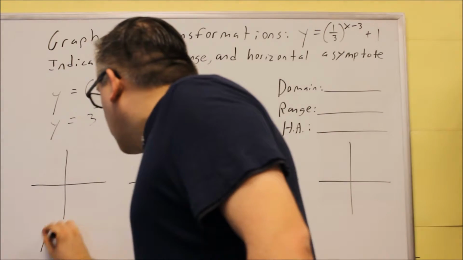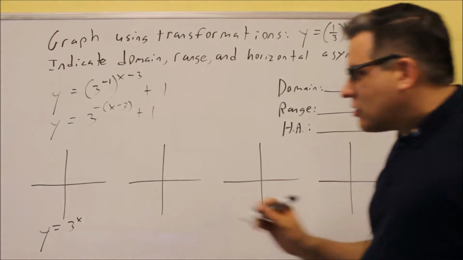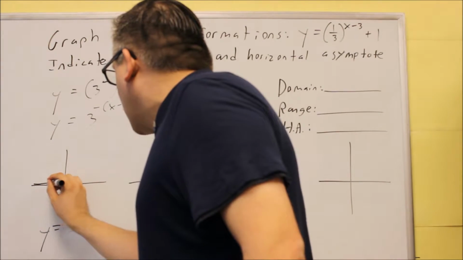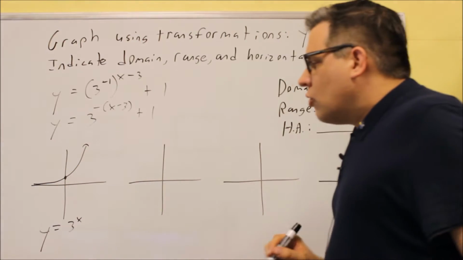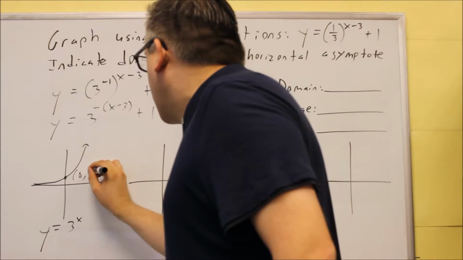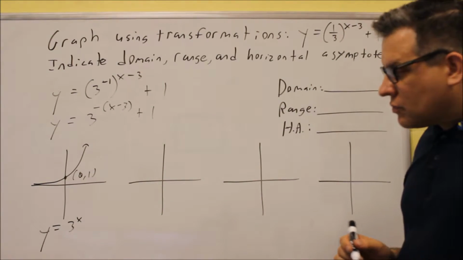We looked at this graph before, the base graph y equals 3 to the x. Again, the pattern for that just goes up like this. It goes through the point 0, 1 right there. So that would be the base graph that we're beginning with for this one.